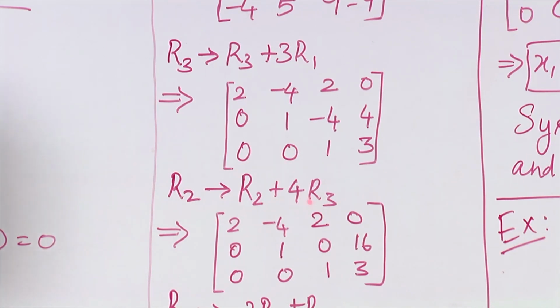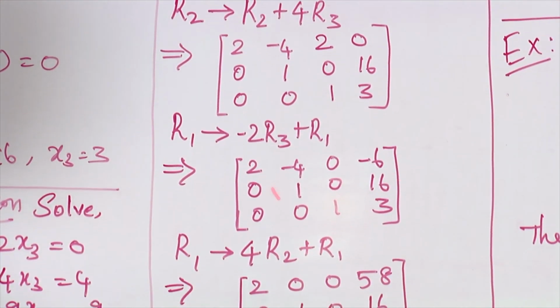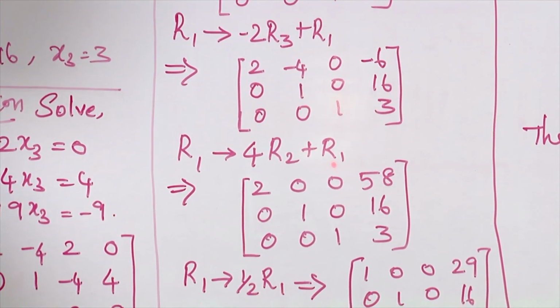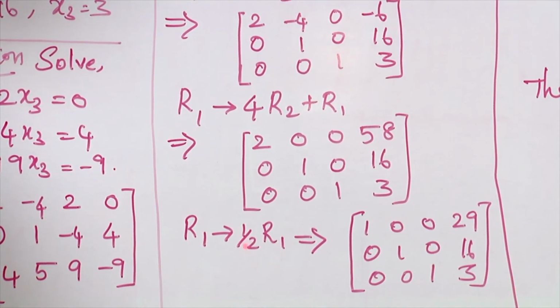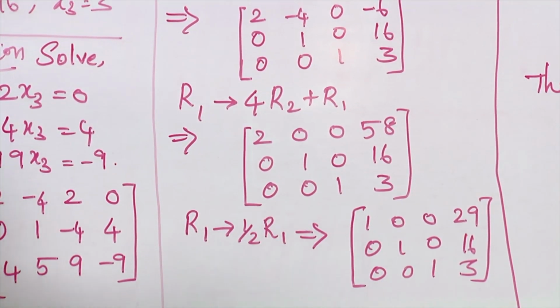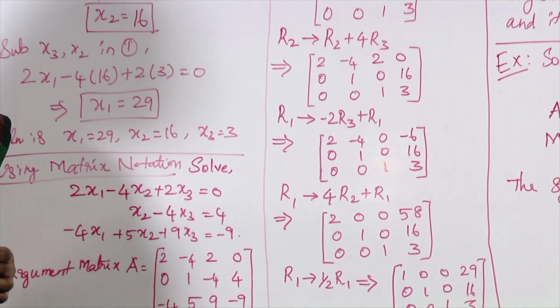to be equivalent to R2 plus 4 R3, and I am doing that, and R1 I am going to change, that is minus 2 R3 plus R1, I am getting this matrix, and after that I am changing R1 to be 4 R2 plus R1, and then R1 to again 1 by 2 R1. So, why am I doing like this, and do I have to memorize all the transformations or the row reductions that I am applying?